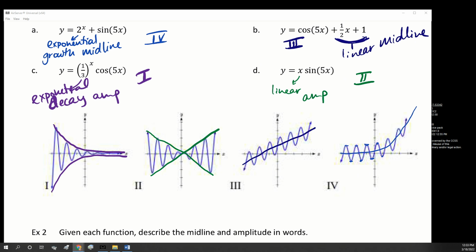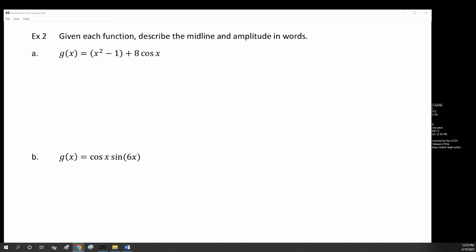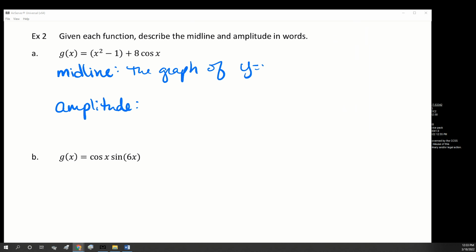All right, so on the last example, we're just going to describe in words what the midline and amplitude should be. All right, so what do you guys think about the midline on A? It is going to be a quadratic. So the midline is going to be the graph of y equals x squared minus 1, which, like he said, is quadratic.